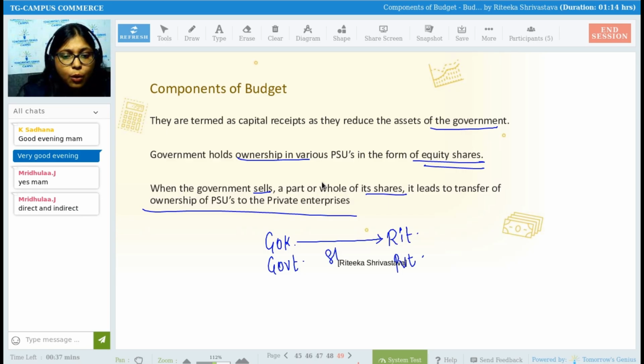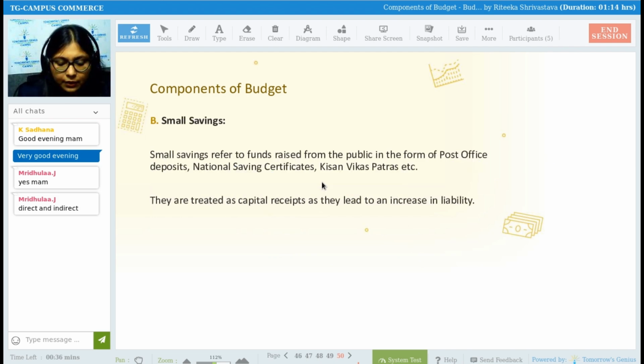Gokul will sell all his shares to me. When he sells his shares to me, it reduces the assets of the government. It is reducing the assets of the government-owned company, and it is increasing the assets of the private sector. But here, the assets of the government sector are getting reduced. So anything which reduces the assets of the government will be called capital receipts.